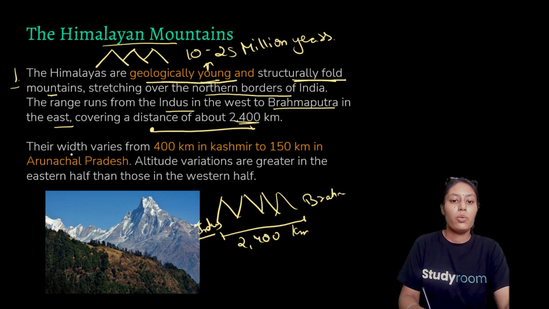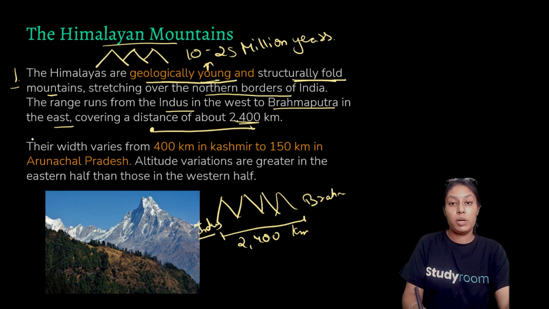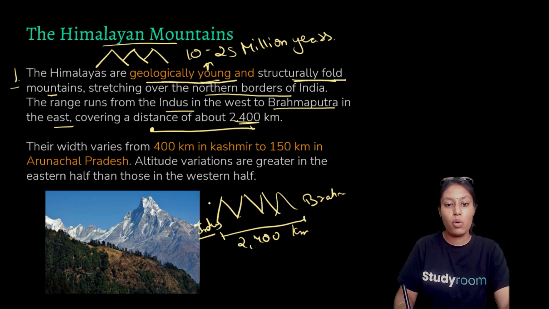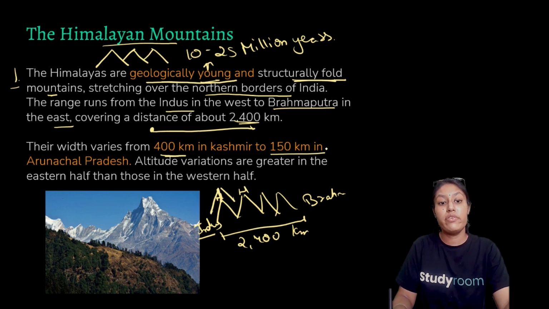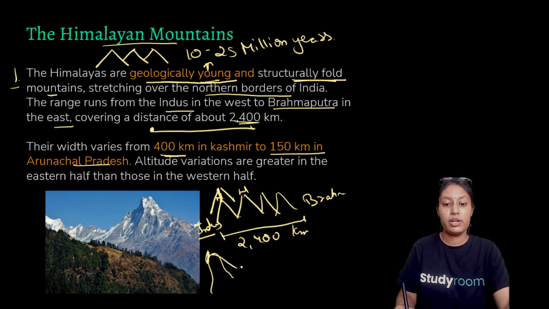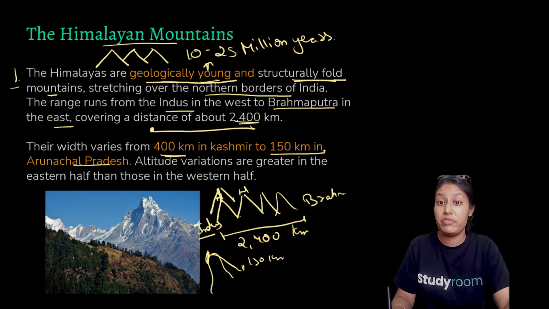Now we'll talk about their width, meaning how thick or thin they are. Their width varies from 400 kilometer in Kashmir to 150 kilometer in Arunachal Pradesh. So if imagining this as India, in Kashmir it's 400 kilometer wide, and in Arunachal Pradesh it goes down to 150 kilometer.